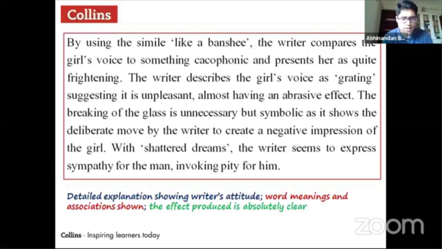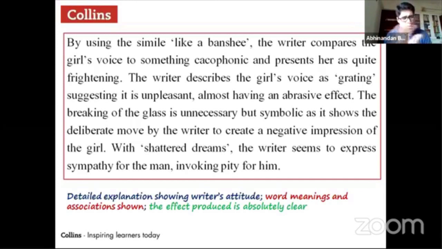So these are the examiner comments over here. Detailed explanation showing writer's attitude. So we understand the writer's attitude is very clear over here. The word meanings and associations shown are very clear. The effect produced is absolutely clear. So I'm using proper adjectives, the tone and the mood words, to bring out the effect over here.